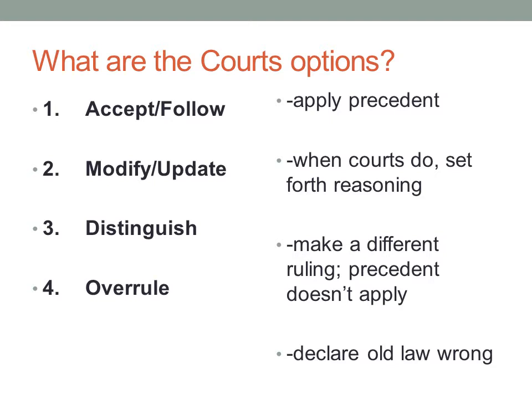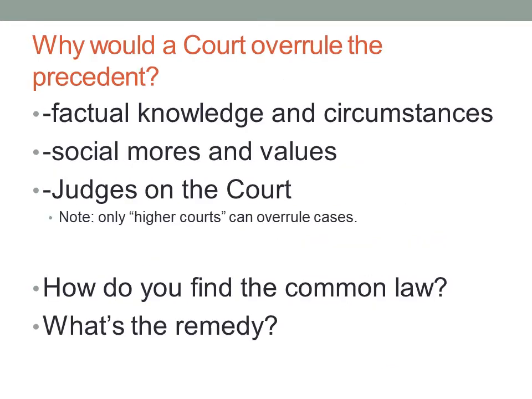What might cause something to be overruled? Different factual knowledge and circumstances, that what we know now, we didn't know then. Technology, for instance. Social media causes a lot of copyright issues. The social mores or values of people, the judges on the court who are making the decision. We see this a lot with the Supreme Court. So these are some of the factors that would determine whether or not precedent would be overruled.